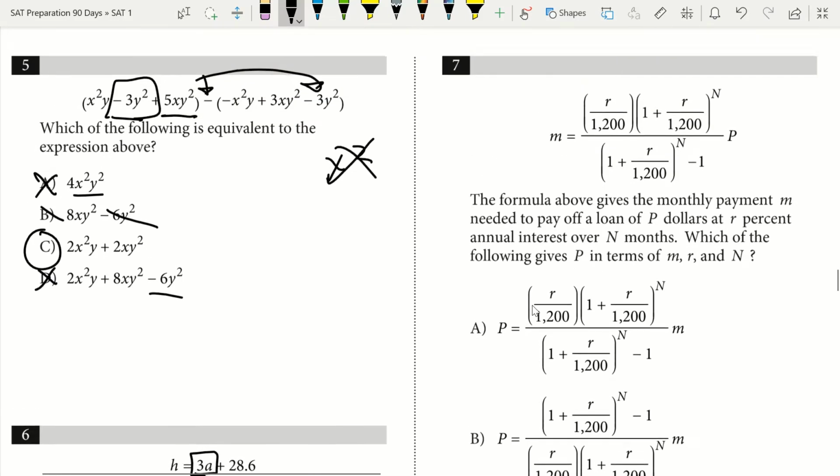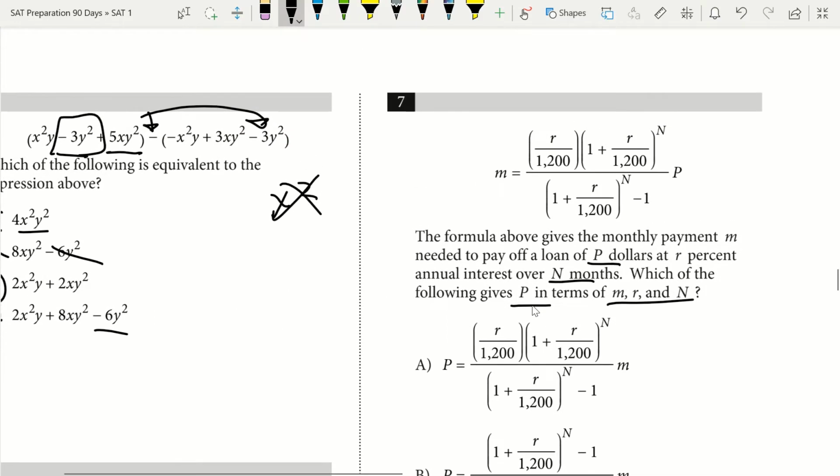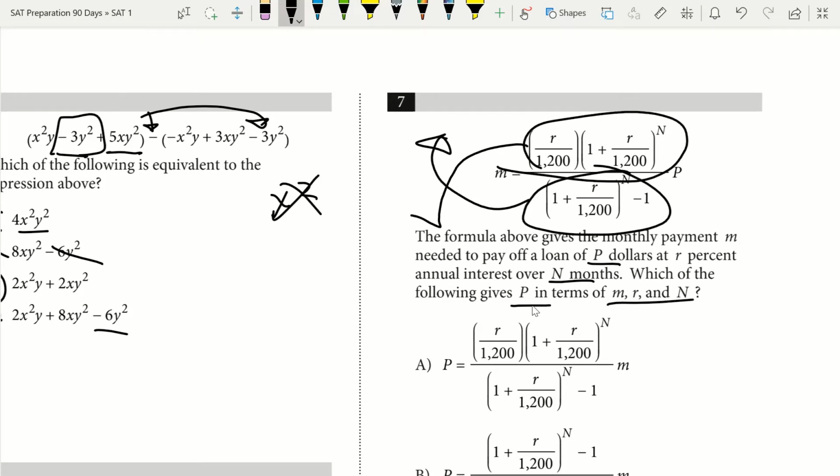Okay, now I got question 7. All right, so I've got this stacked formula right here. The formula is giving the monthly payment M needed to pay off a loan of P dollars at R percent interest over N months. Which of the following gives P in terms of M, R, and N? So I'm looking to solve for P. Okay, I know that I'm just going to end up flipping this. Okay, so this is going to come up here by P. This is going to have to go down. If you want to know why I can just flip it, go back and watch the video I have on SAT Practice Test 1, the Math No Calculator section.